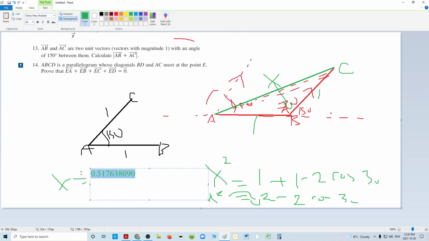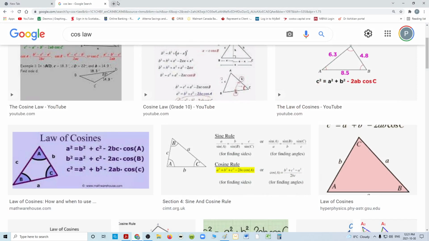0.555. Now, right away, I would say to myself, I've made a mistake, because x should be much longer. Should be much longer than that. So I'm going to pull up my cosine law. There it is. 2 times b and c. Yeah. So I definitely got it right.